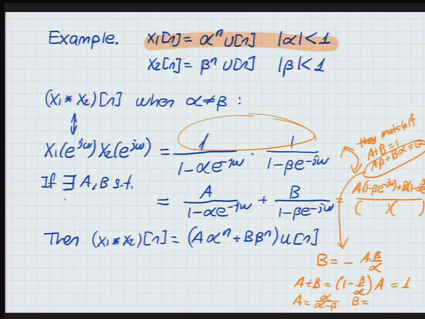B is 1 minus that, which is negative beta by alpha minus beta. Okay? So you can now take this, substitute here, take that, substitute here, and you're done.